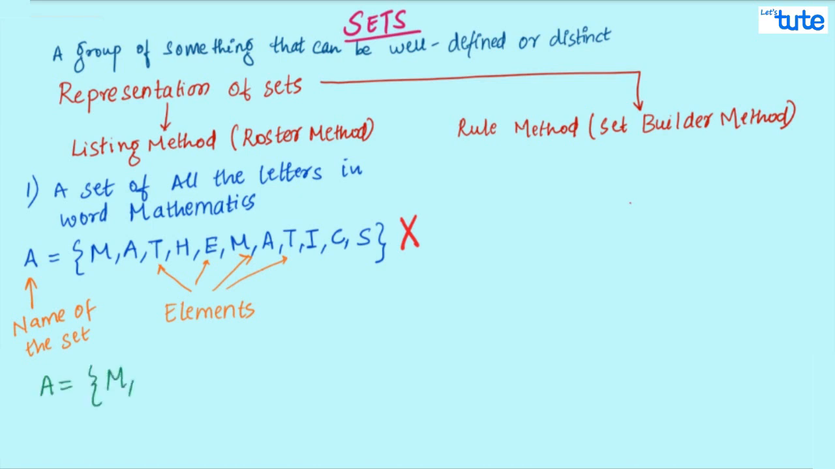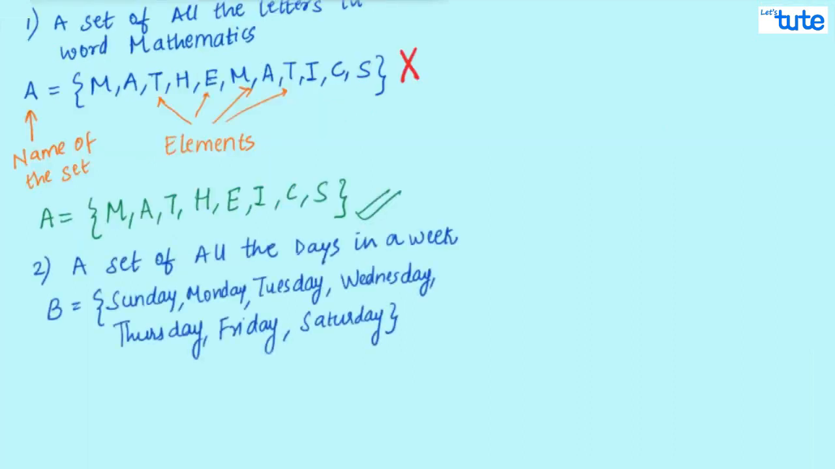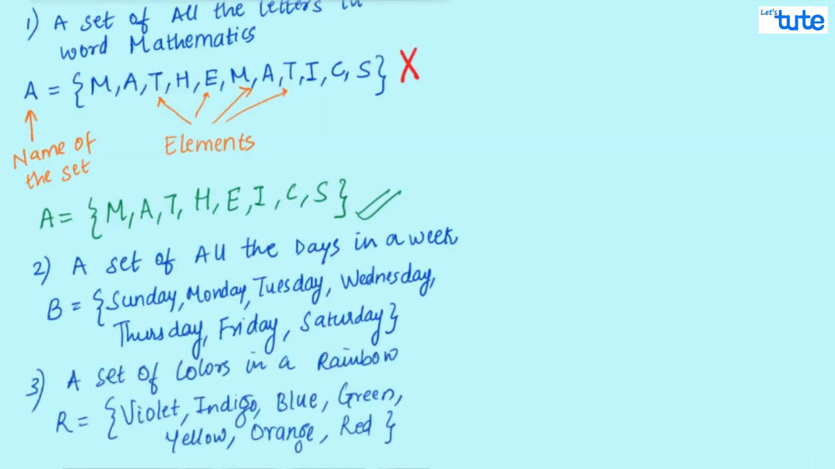curly brackets M A T H E I C S curly brackets closed. This is how we present a set in the roster method or listing method. Since we have just listed all the letters, it is known as a listing method. Next can be a set of all the days in a week, a set of all the rainbow colors, etc.